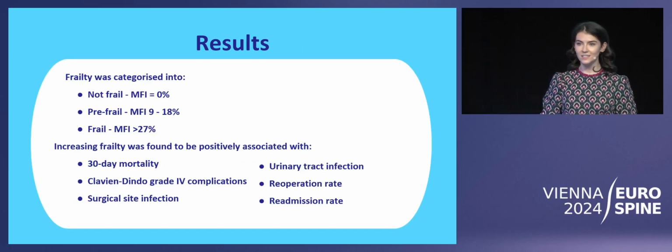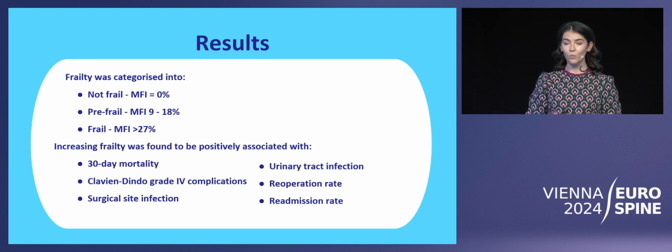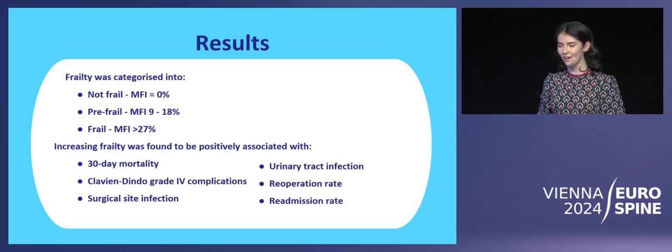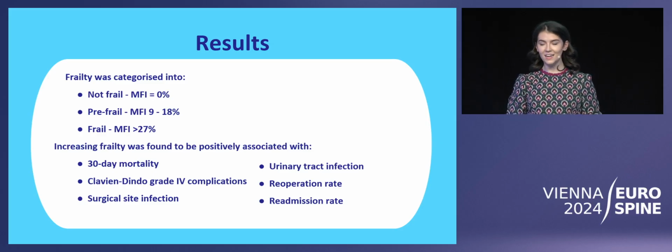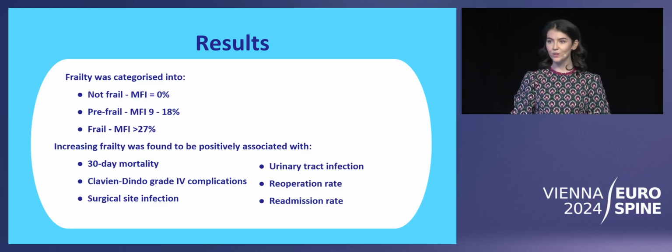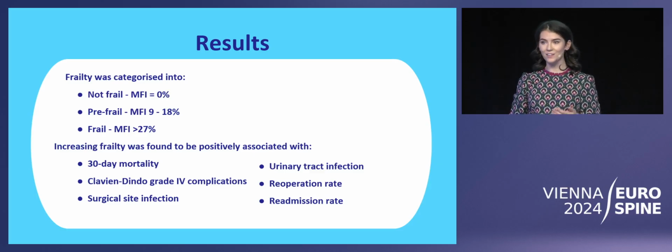We categorized frailty into not frail, pre-frail, and frail, with corresponding MFIs of 0%, 9 to 18%, and over or equal to 27%, respectively. What we found was that increasing frailty was positively associated with every outcome that we looked at. This included 30-day mortality, Clavien-Dindo grade 4 complications, which are life-threatening complications requiring ICU management, surgical site infection, urinary tract infection, reoperation rate, and readmission rate.